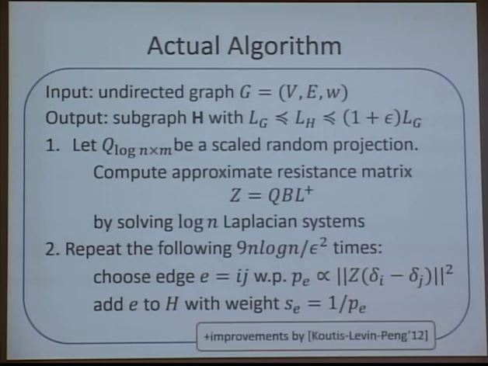And then there are several improvements of this due to Koutis, Levin, and Peng, who have reduced the running time. So I think this gives you m log to the fifth or something, and now you can get m plus n log to the fourth or something. I mean, you can get improvements on this running time by doing basically much better analysis of this than we did.